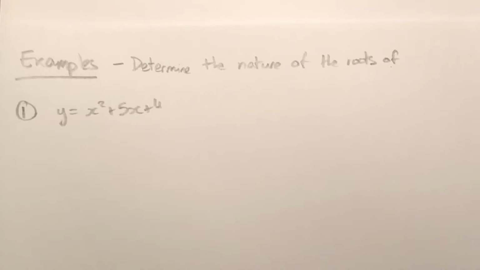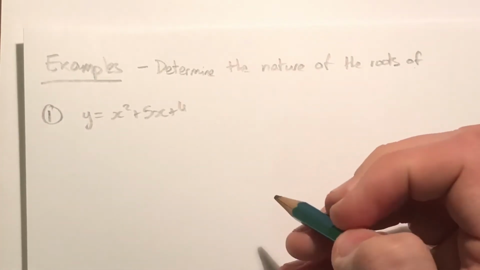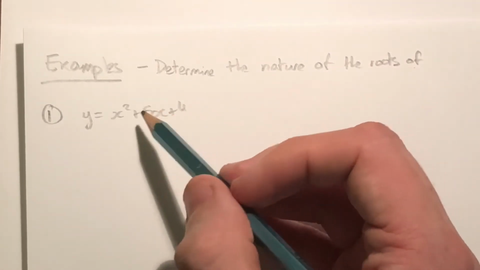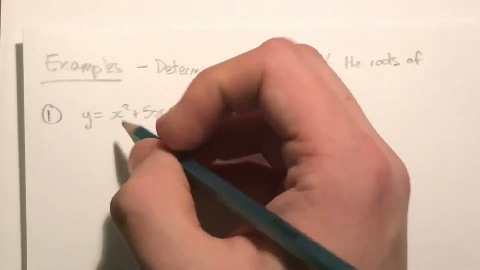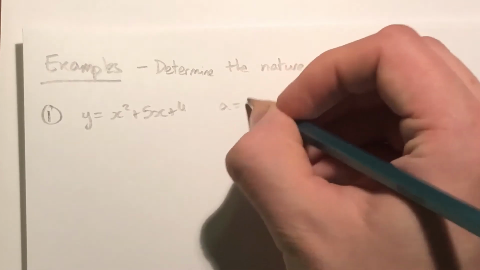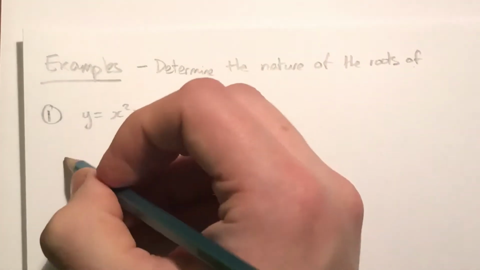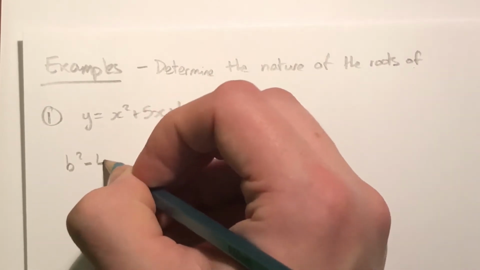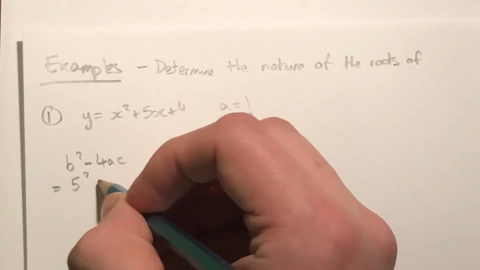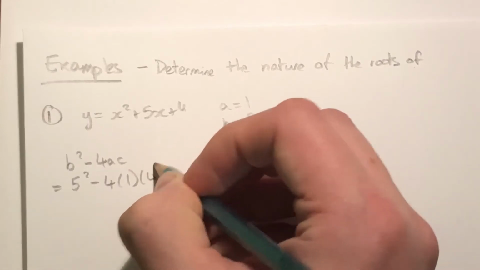The first one we're going to look at is the roots of y equals x squared plus 5x plus 4. And for those of you a bit more eagle-eyed, you could probably work out straight away this is going to have two real roots because this can be factorised. But we'll just show that anyway, okay? So using a similar method to what you did for the quadratic formula, we know that a is 1, b is 5, and c is 4. Which means if I stick it into the formula, b squared minus 4ac, I'm going to have 5 squared minus 4 times 1 times 4.